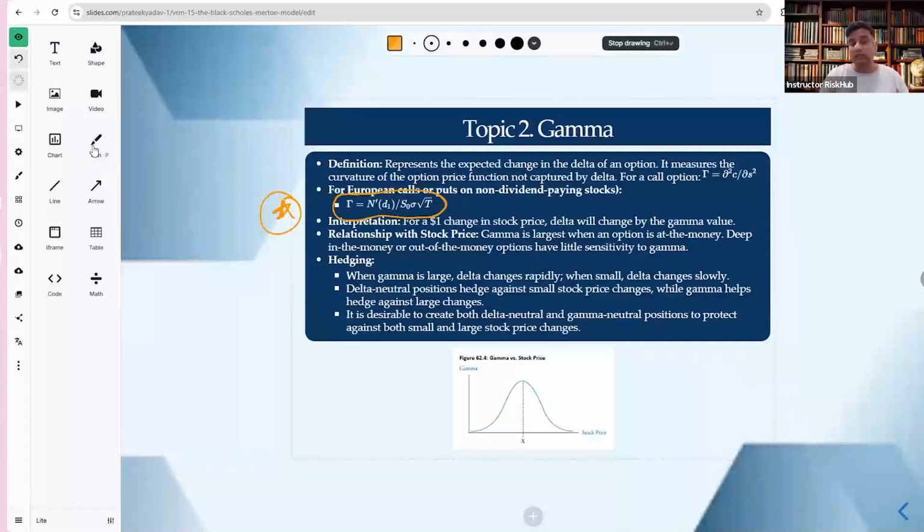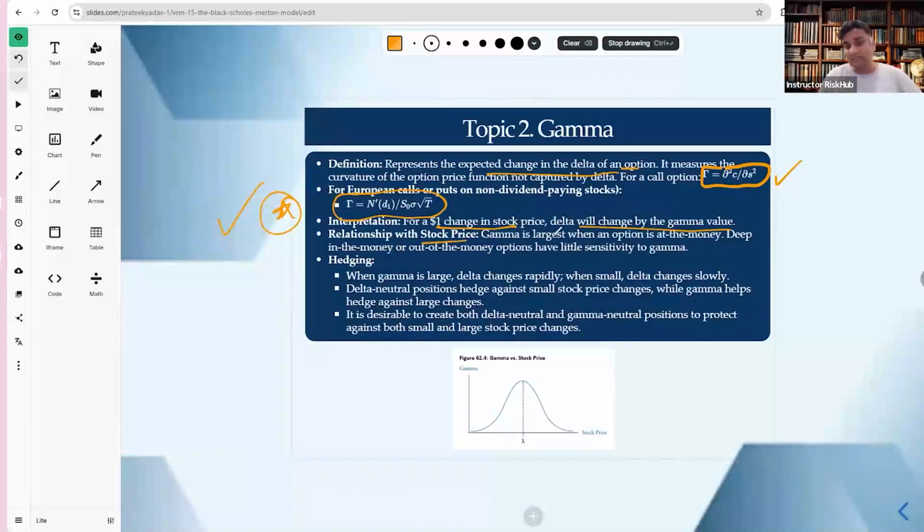The last chapter. Similarly, gamma, this I'll remember, guys. Gamma represents the expected change in the delta of an option. This is basically change in the delta. It is a second order derivative. That's why it is written del square C by del S square. This is the only one which has a square derivative. For a $1 change in stock price, delta will change by the gamma value.